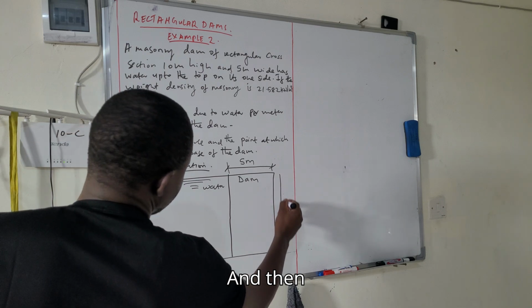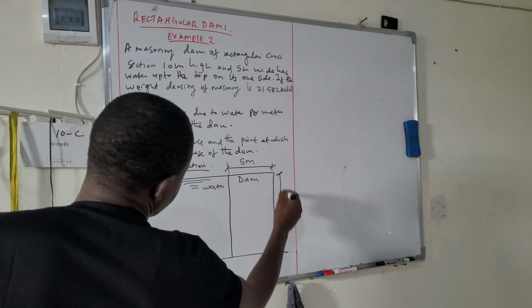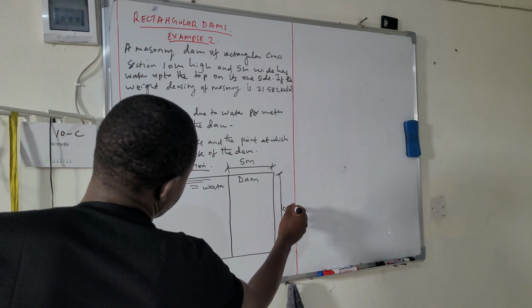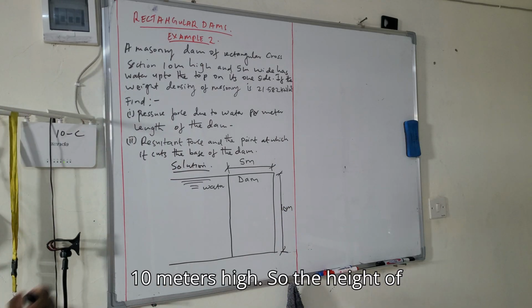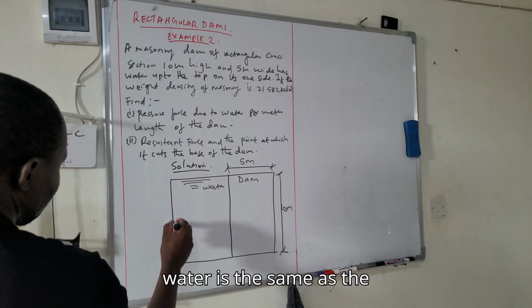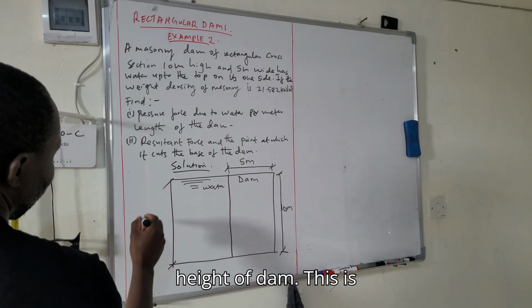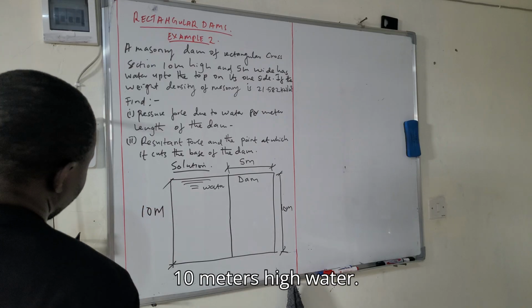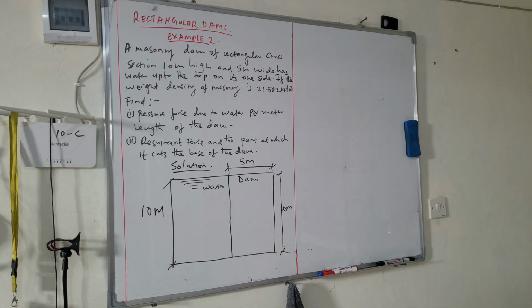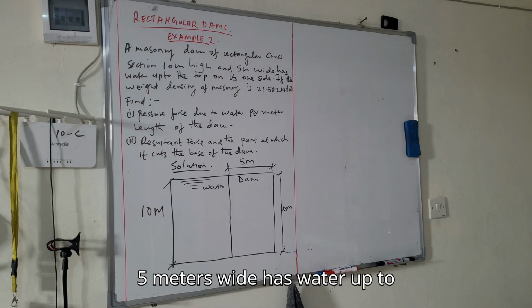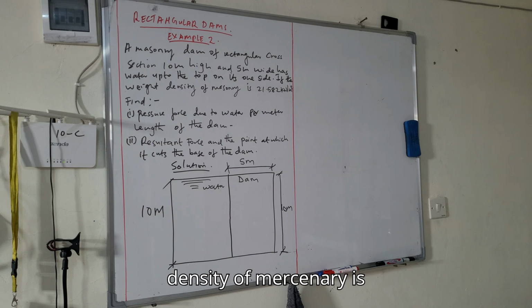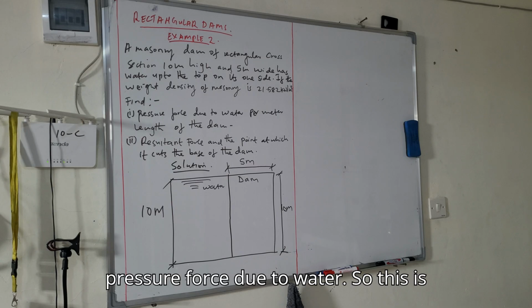And then 10 meters high. So the height of water is the same as the height of dam. This is 10 meters high water. So the water up to 5 meters wide has water up to the top on its one side. If the density of masonry is 21.582 kilonewton, find the pressure force due to water.